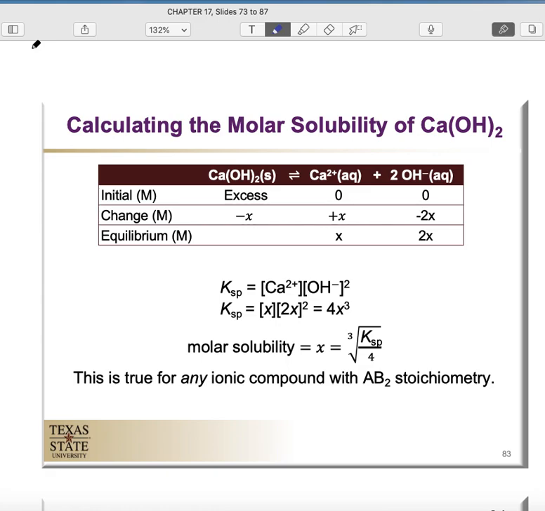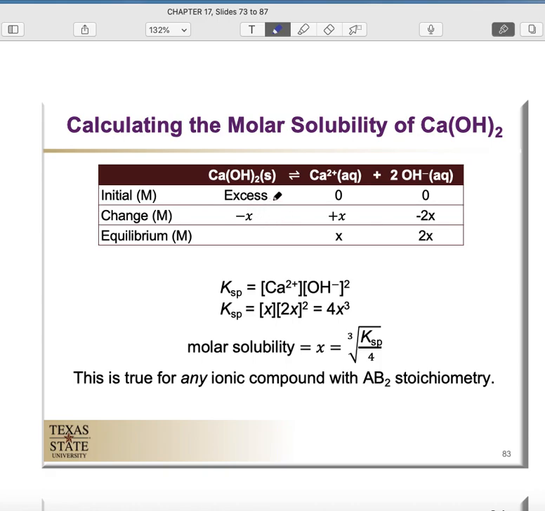Notice that we're setting up an ice chart with the initial, the change, and the equilibrium. We're not going to be putting a number for the calcium hydroxide because in this particular case it is considered a solid, and so it is not going to participate in the equilibrium and is present in excess, meaning that the concentration is so high that even though some of it is dissolving, the concentration is not going to change.